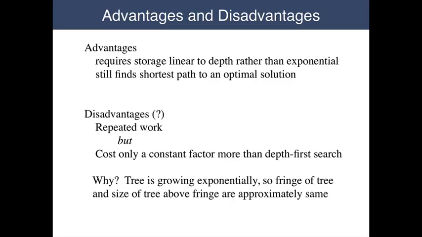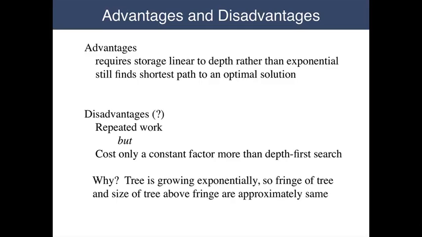The primary advantage of this approach is that it requires space that's linear in the depth of the explored portion of the tree. The entire subtree does not need to be stored, yet it still finds the shortest path to an optimal solution. And the primary disadvantage is that portions of the tree may be explored multiple times. However, as usual with iterative deepening, this waste is usually bounded by a small constant factor.